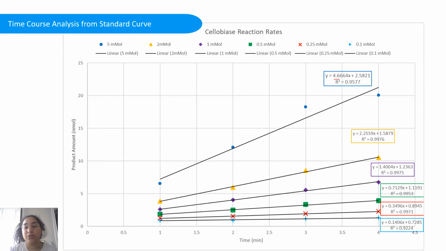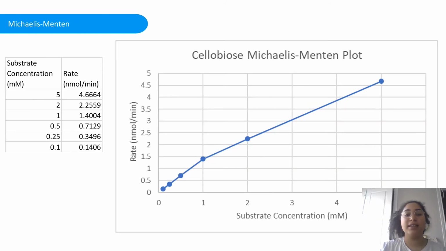So this is the reaction rate for 5 millimolar, if that makes sense. And as you can see, it makes sense. The more substrate you have, the more product that's being made. This is the 5 millimolar, this is the 2 millimolar, and so on, and it decreases as the substrate concentration decreases. So we can take the slopes of each of the equations produced from the substrate concentrations of the time course intervals, and in the next slide we plug those into the Michaelis-Menten plot.